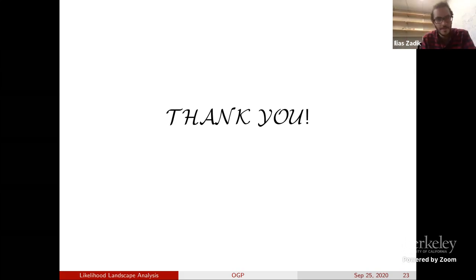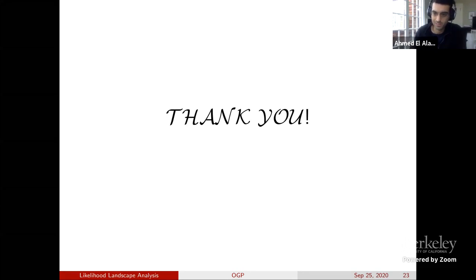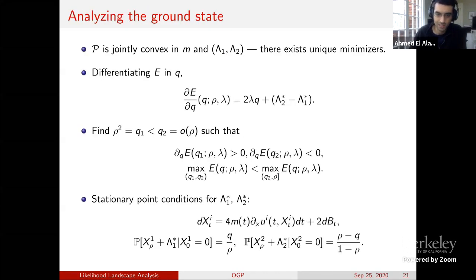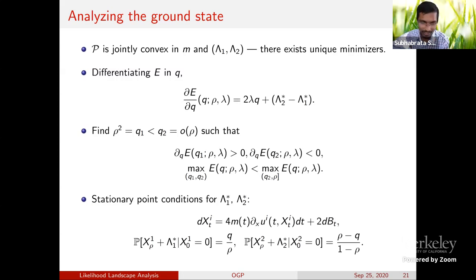Maybe go ahead. I have a question related to the definition of those Lagrange multipliers, the stationary conditions. In this slide, the last line, I can't parse it. Is that an expectation, or is there something missing in that probability? Sorry, yeah, that's a typo.